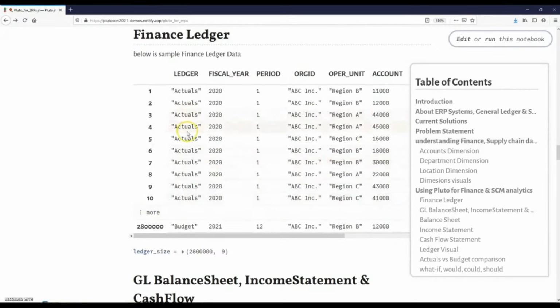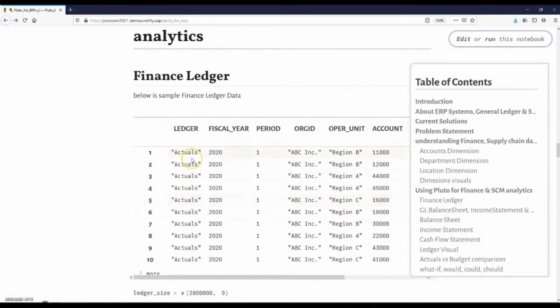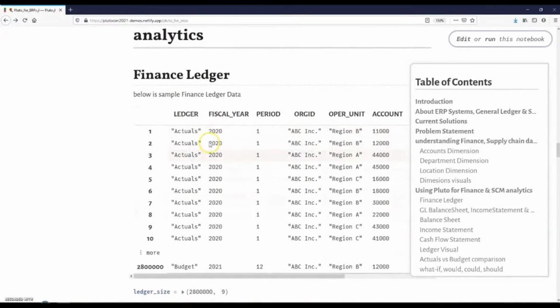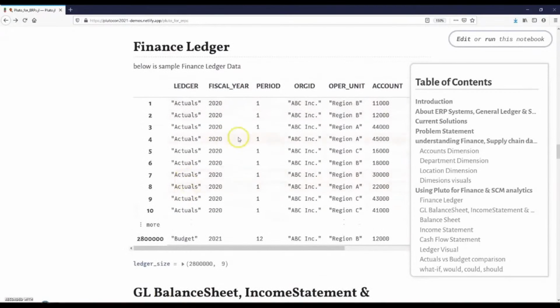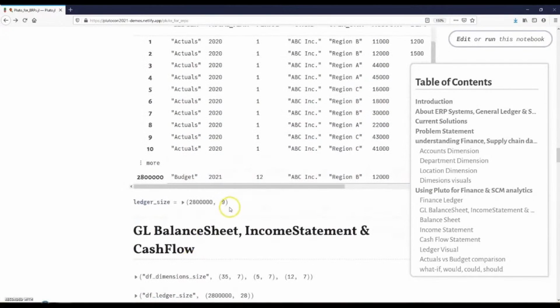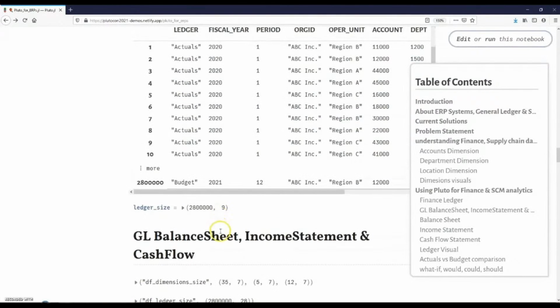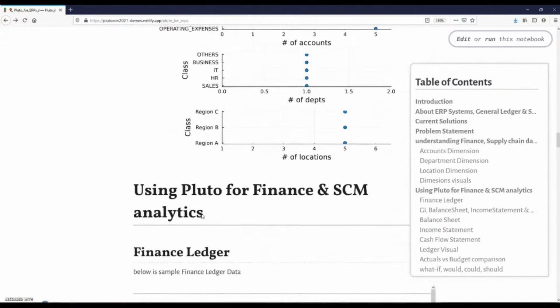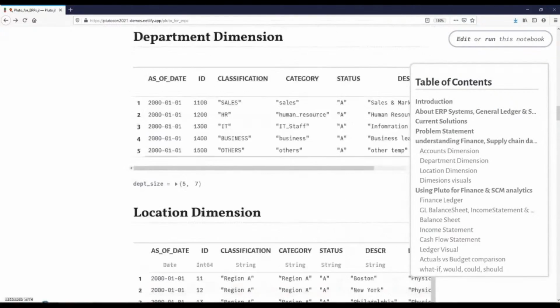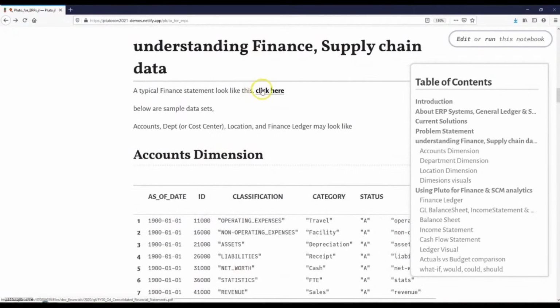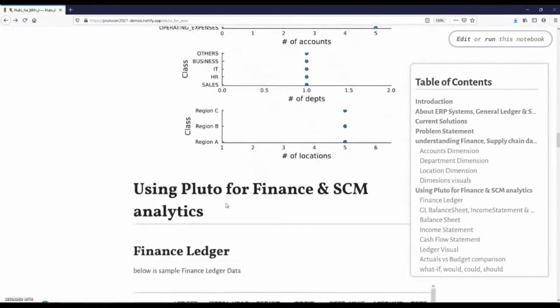So I started experimenting with Julia, then I got into Pluto, and I said, okay, let me create a ledger with this. As you can see, very simply, in a few seconds I was able to plot my ledger with 2.8 million rows here. And I did it actually with 28 million, and it took 10 seconds and it was done. Then I said, okay, let me try to create a GL balance sheet, income statement, and cash flow, as I was showing you in that sample financial statement example before. So what is actually a balance sheet?